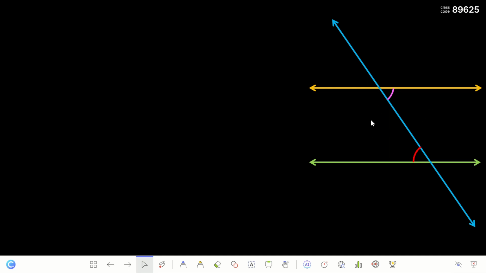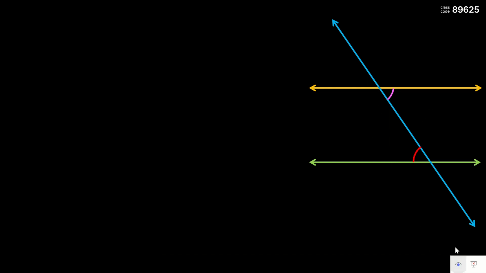Now, what do we call these two angles? Well, firstly, these two angles lie between the two parallel lines, so they are interior to the two parallel lines. Secondly, they lie on alternate sides of the transversal. Therefore, they are known as interior alternate angles. They are interior to the parallel lines, and they lie on alternate sides of the transversal.